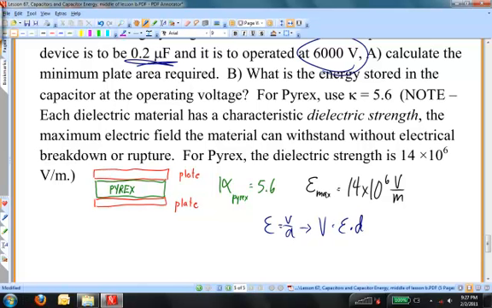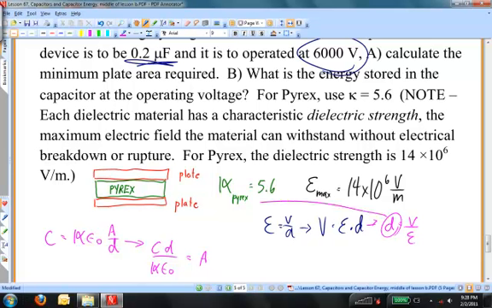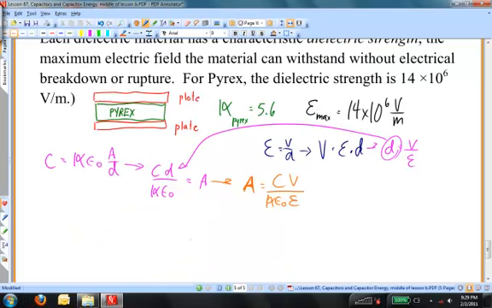Let me write down my capacitance equation. C is going to be kappa epsilon naught A divided by D. Now I'm trying to figure out what the minimum plate area is, so I want to solve that equation for the area. Over here I could figure out that D is the voltage divided by the electric field, and I want to make that substitution over in this equation, where the electric field I'm going to use is the dielectric strength of the Pyrex glass. And now I can put in the numbers.